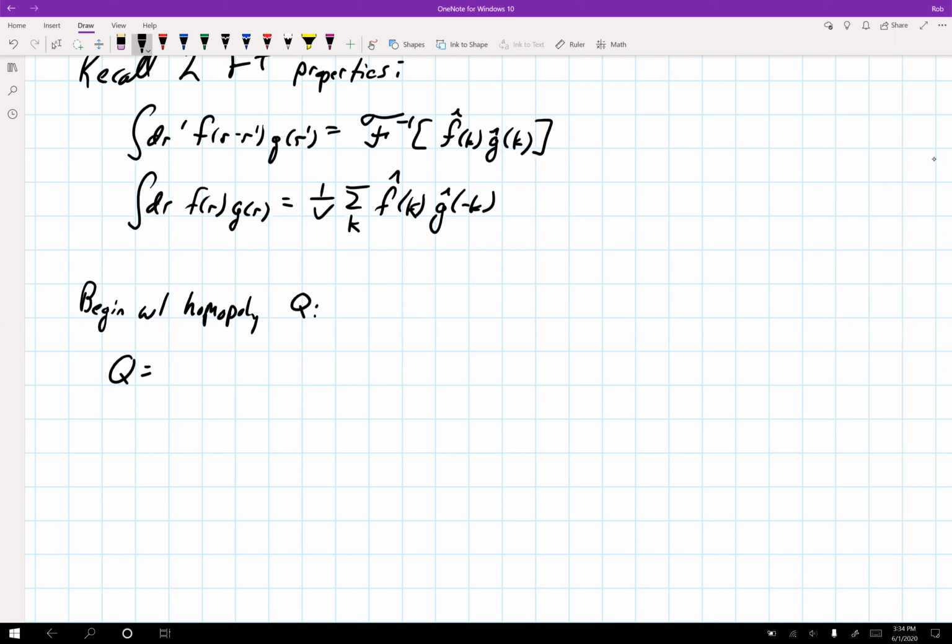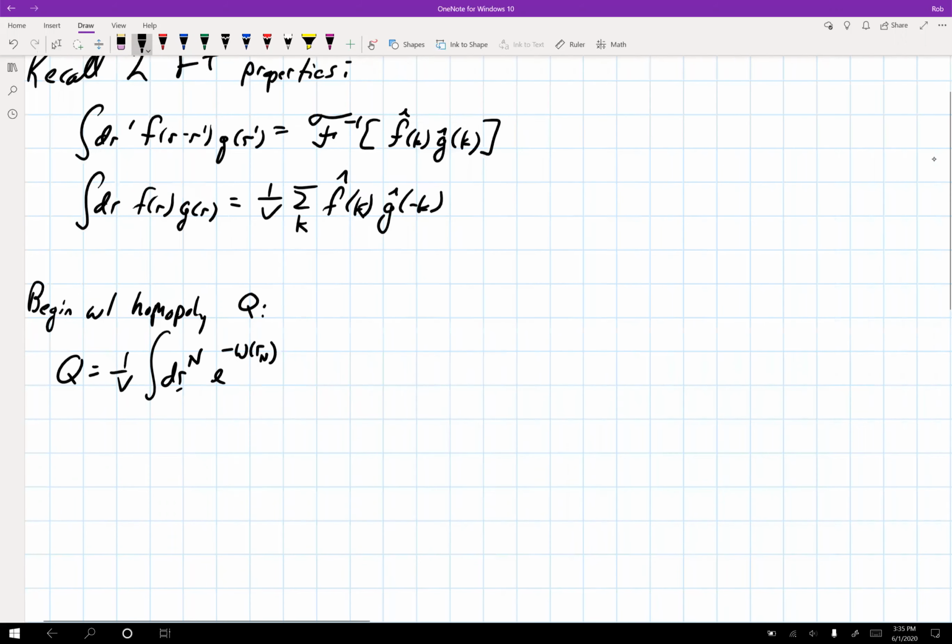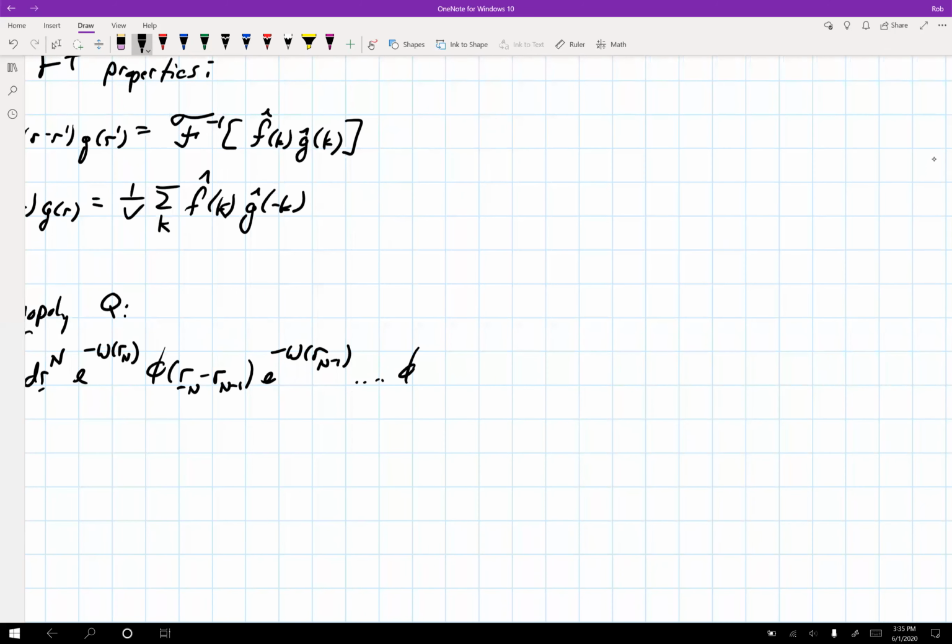So remember the way that we would write this. This is 1 over v, integral dr to the n. And because eventually today we're going to be taking the large n limit, I'm also going to be quite loose with the distinction between n and n plus 1, because in the end, the 1 is not going to matter. And so then we have e to the minus, remember, this was the Boltzmann weighted distribution of one of the n's, evaluated at the position of the end. Then we had the normalized bonding potential, so this is the Boltzmann factor of the bonds, but normalized so that it integrates to 1. Then e to the minus w of r n minus 1. And this continues all the way down to the last two monomers of the chain.